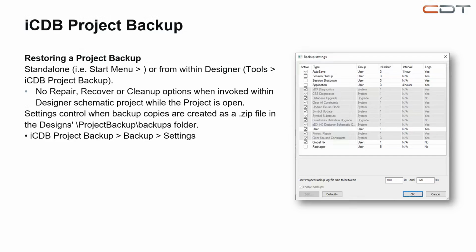In Xpedition and PADS Professional, it can be done in two different places. The first of them is backup settings in iCDB project backup. The screen shows you the different options you can use. For example, autosave every 1 hour is the first option. Backup should be created on session startup and session shutdown. And there are many more options, and you can choose how many backups, like latest backups, the software needs to store.